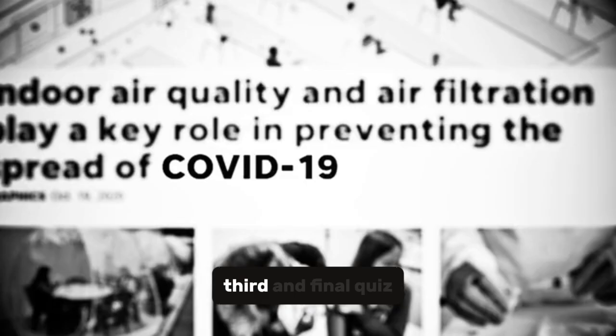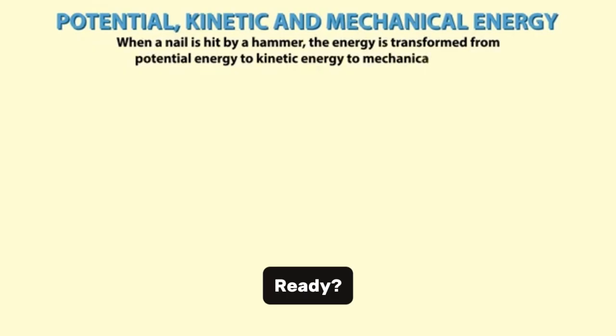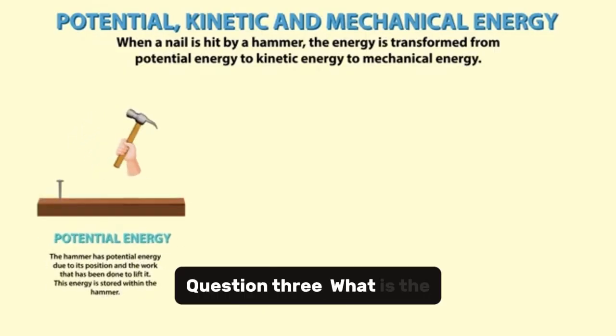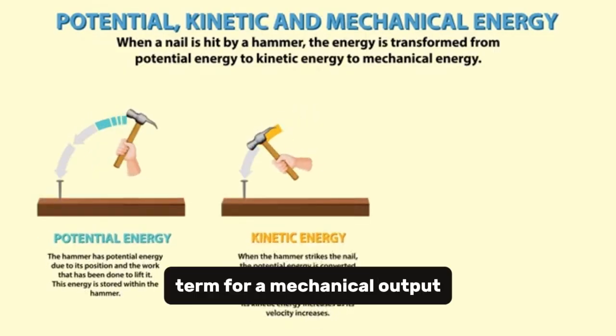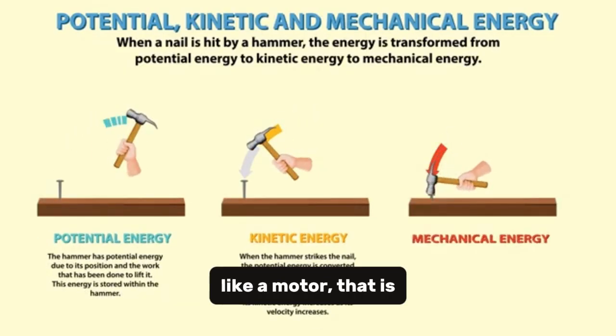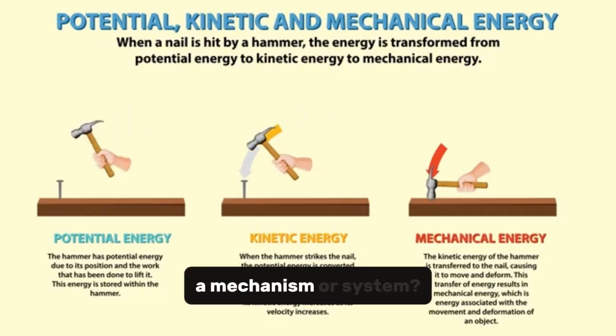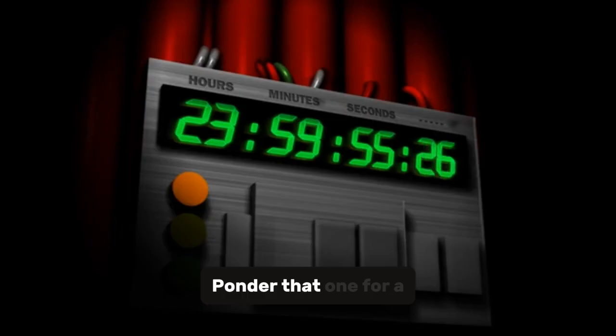This brings us to our third and final quiz question for today. Ready? Question 3. What is the general term for a mechanical output device, like a motor, that is responsible for moving or controlling a mechanism or system? Ponder that one for a bit. We're almost at the big reveal.